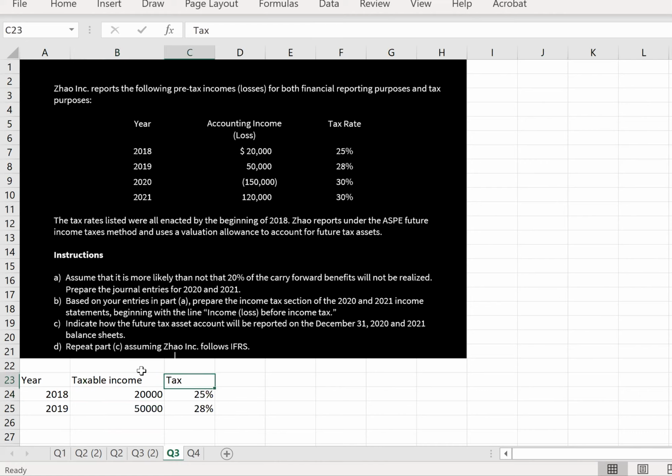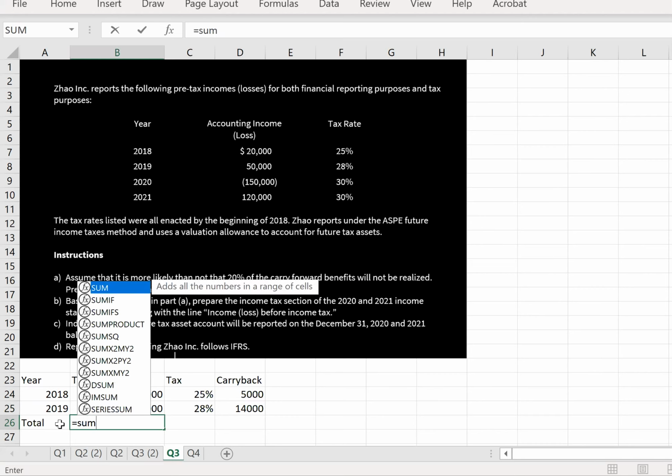So what we need to do is calculate what our tax is that we can carry back, because that's just the accounting income. It's not what we can carry back. What we can carry back is the taxable income times the tax rate. So we're going to multiply these through to see what we've got there. And then let's just run a total. So that's the most that we can carry back. This is our maximum carry back.